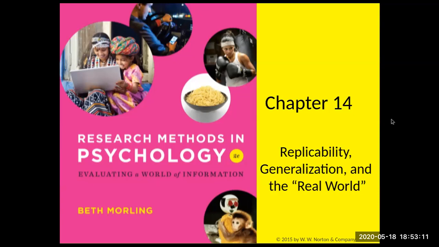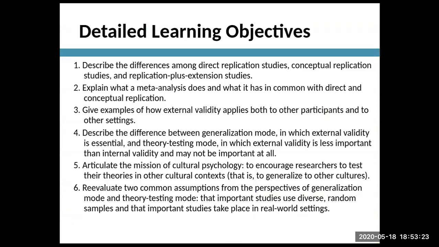But for the last chapter, we're going to talk about replicability, generalization, and what to do with this stuff in the real world. So this is the last chapter that sort of wraps things up. In this chapter, there's only really 6 objectives.